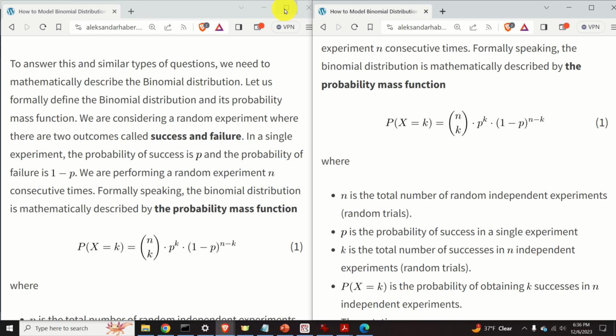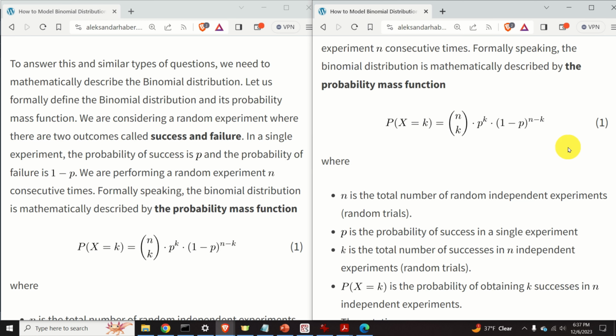Let us formally define the binomial distribution and its probability mass function. We are considering a random experiment where there are two outcomes called success and failure. In a single experiment, the probability of success is p and the probability of failure is 1 minus p. We are performing a random experiment n consecutive times. Formally speaking, the binomial distribution is mathematically described by the probability mass function given over here.